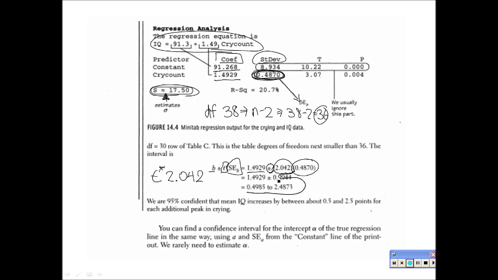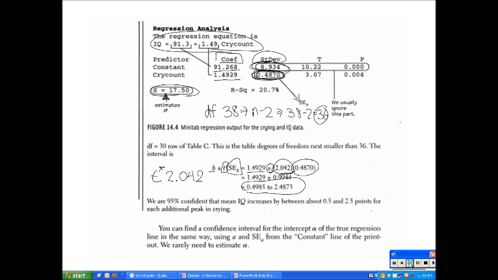And the confidence interval we get is 0.4985 to 2.4873. This interval tells us that we're 95% confident that the mean IQ increases by between about 0.5 and 2.5 points for each additional peak in crying. Please pause and take a minute to read this regression analysis.